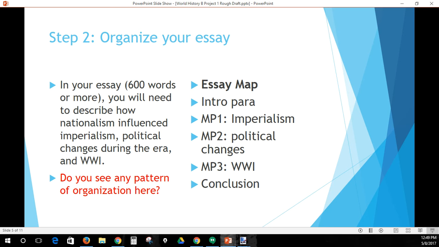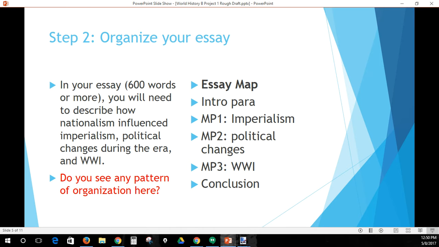So in this particular essay, you're going to have an intro paragraph that introduces nationalism, and you're going to make a statement on how nationalism changed the world during this time. Your first body paragraph is going to discuss imperialism and how nationalism affected or maybe caused imperialism. Your second body paragraph is going to talk about political changes during this time and how nationalism influenced these changes. Your third body paragraph is going to talk about World War I and nationalism's relationship or role in that war. And then you're going to have a conclusion.